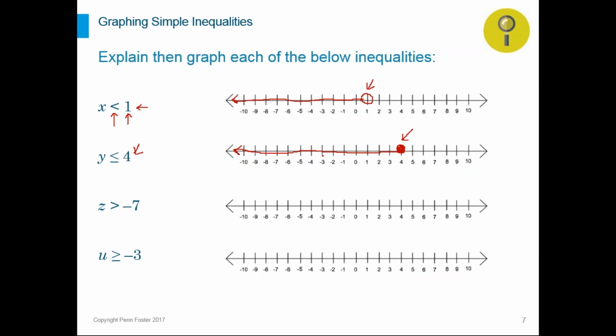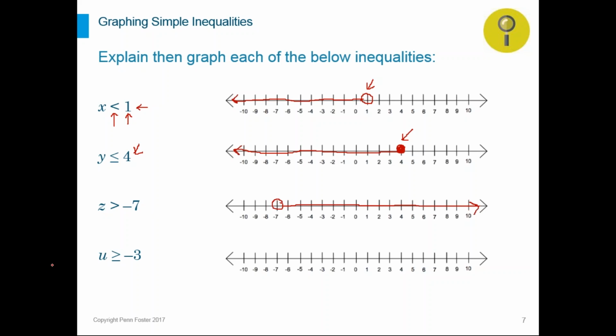Let's do z and u. z is more than -7. So right away, I'm going to find -7. I'm going to make a circle that's not an "or equal", so I leave the circle open, and then shade in the values that are more than -7. More than -7 will be the right area of the number line, and that's the graph.